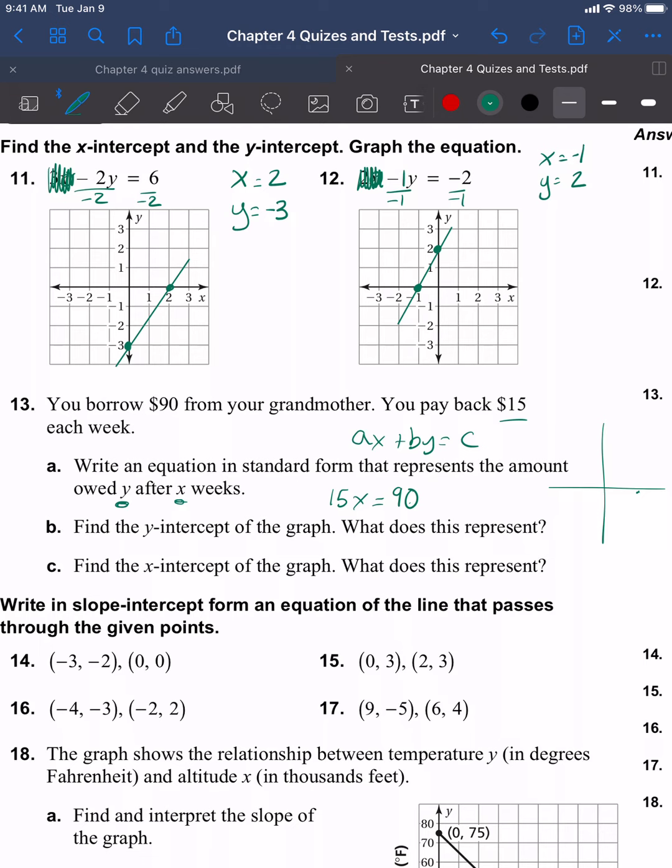If I were to graph this, y represents how much money? X represents how many weeks? Right? Because doesn't it say x weeks right here? And the amount owed is y? It's kind of a hard question. Y-intercept would be money. X-intercept would be weeks.